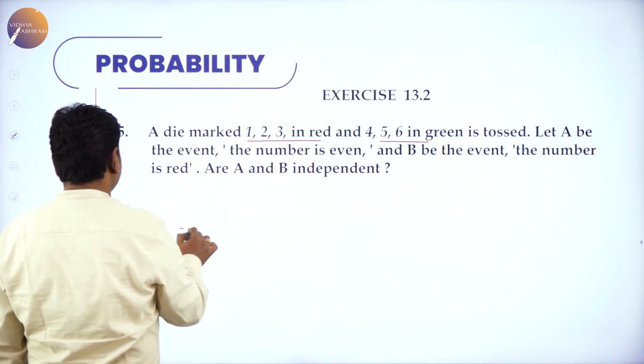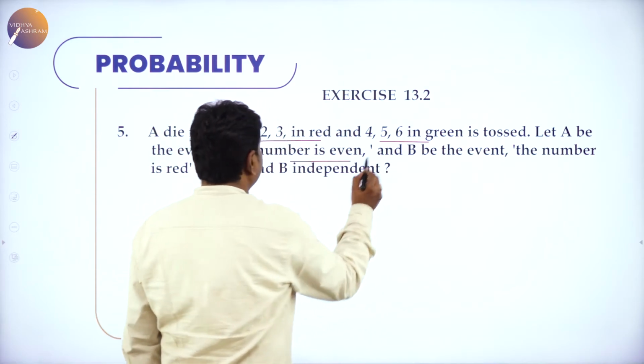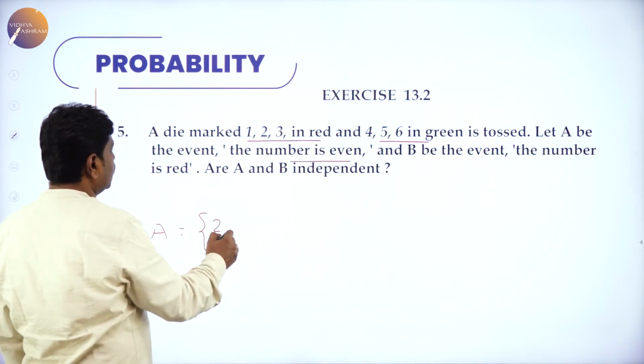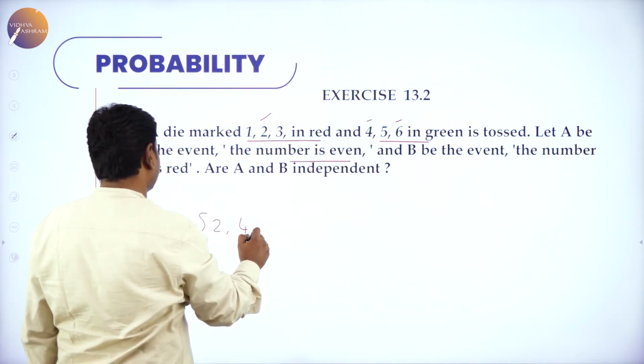First let us write set A. What is event A? The number is even. What are the even numbers? 2, 4, 6. So event A is just 2, 4, 6.